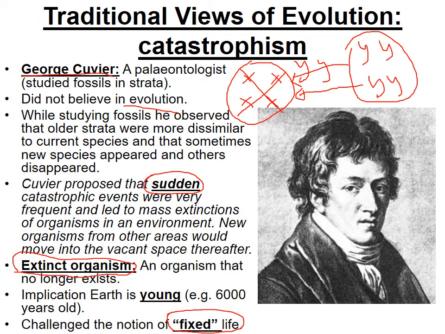He still held the idea that Earth is young, that these changes were just sudden, quick catastrophes, and they were pretty frequent. They weren't something that was gradual or took a long time to happen. They were still quick. So he still had the notion that Earth was young, but at least he challenged the idea that life is fixed. He would say that perhaps there can be some change.